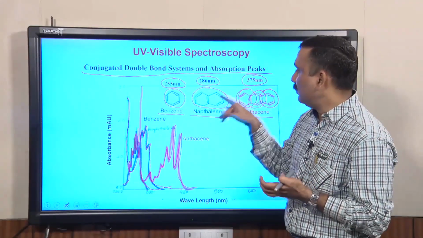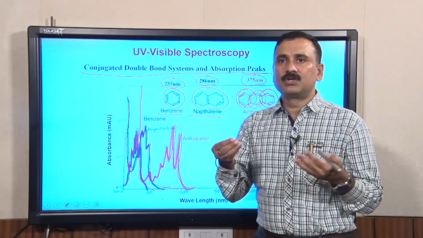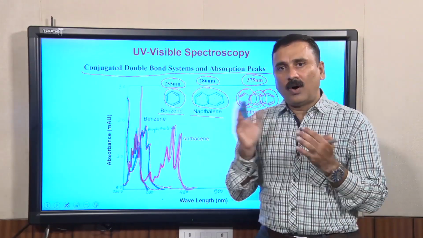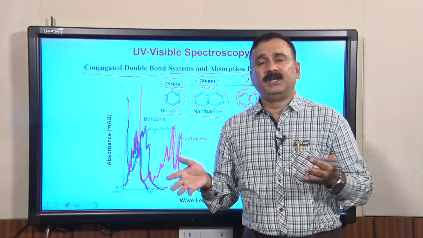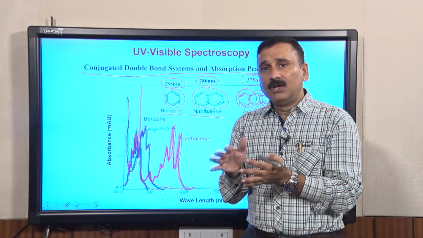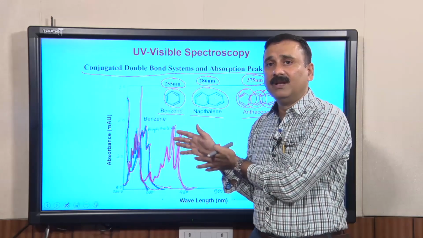Compared to that, when you bring in two rings, you are bringing some relaxation, so the electrons can move from this ring to this ring and so on. As a result, the electrons are going to show electronic transitions even at a lower energy. This means you are going to see the lambda max at a higher wavelength.